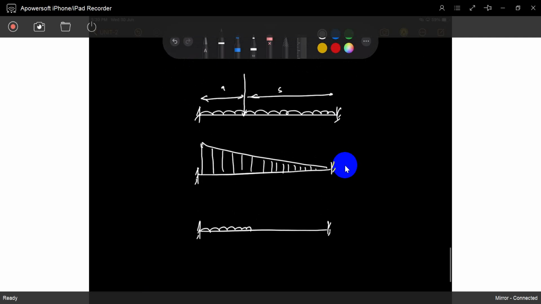Next, if a couple is acting, at the center or at any point, what are the fixed end moments? We want to find those fixed end moments MA and MB based on the two extra equations we calculated today. If we find those two extra values MA and MB, the remaining we can get by static equilibrium equations. So these are different conditions of the fixed end beams. We will solve them one by one. Understood? One by one.